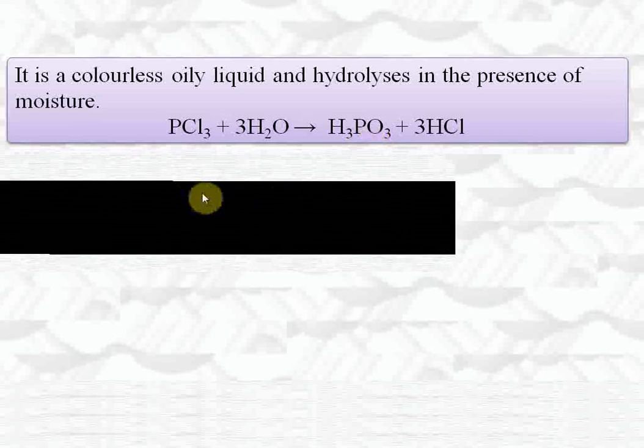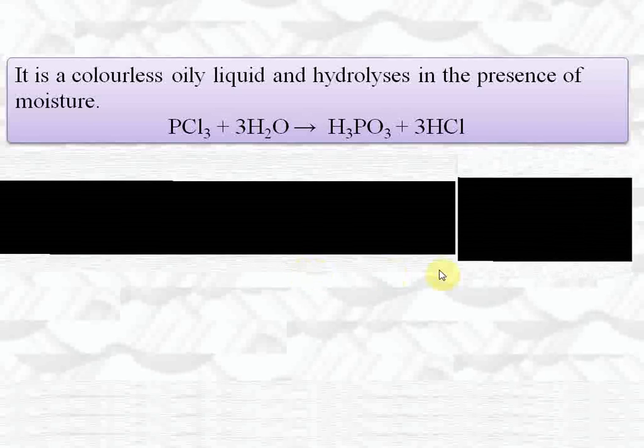It reacts with organic compounds containing OH group, like acetic acid and ethyl alcohol, to form corresponding halides. Phosphorus acid is formed. 3 moles of acetic acid react with PCl3 to give 3 moles of acetyl chloride or ethanoyl chloride plus phosphorus acid. And 3 moles of ethyl alcohol react with PCl3 to form 3 moles of ethyl chloride plus H3PO3, that is phosphorus acid. This is the structure of PCl3. It has pyramidal shape, sp3 hybridization, bond angle is around 100 degrees.